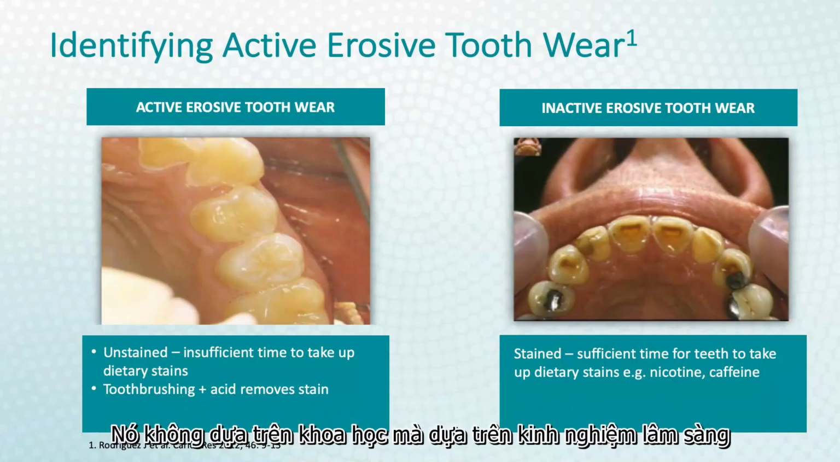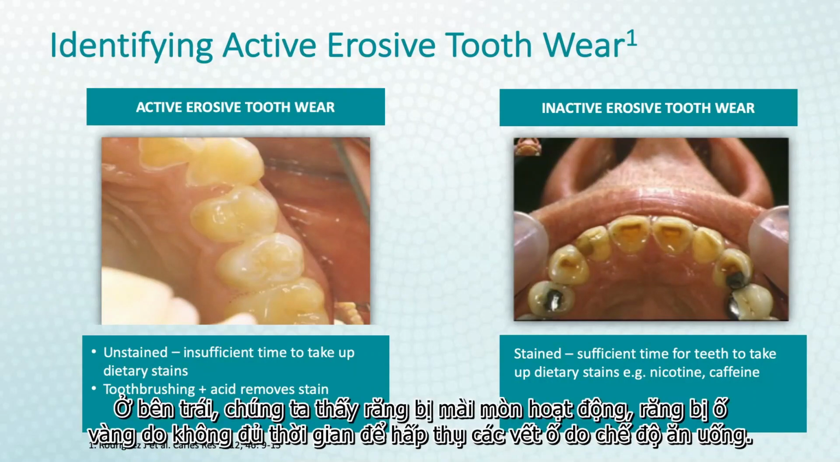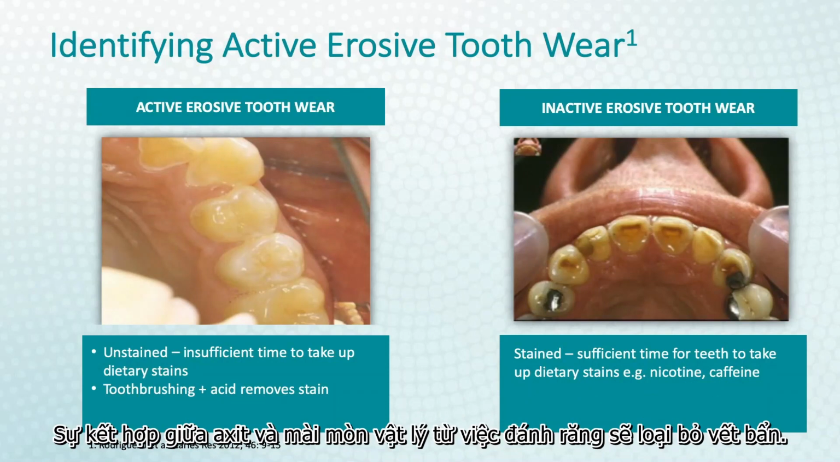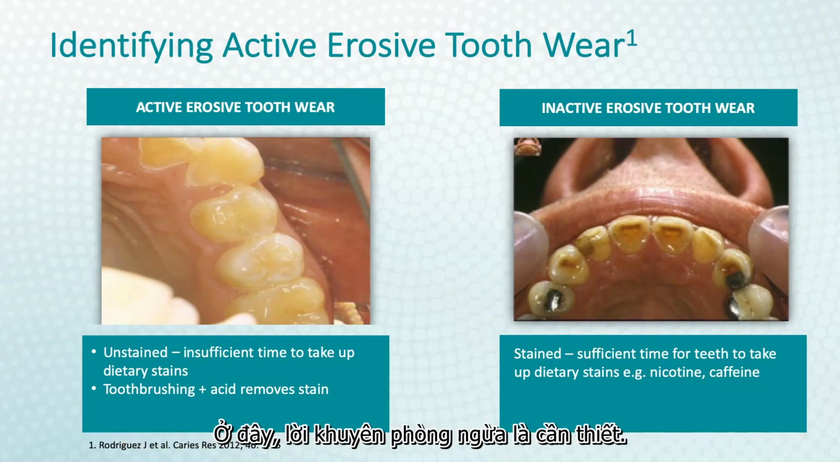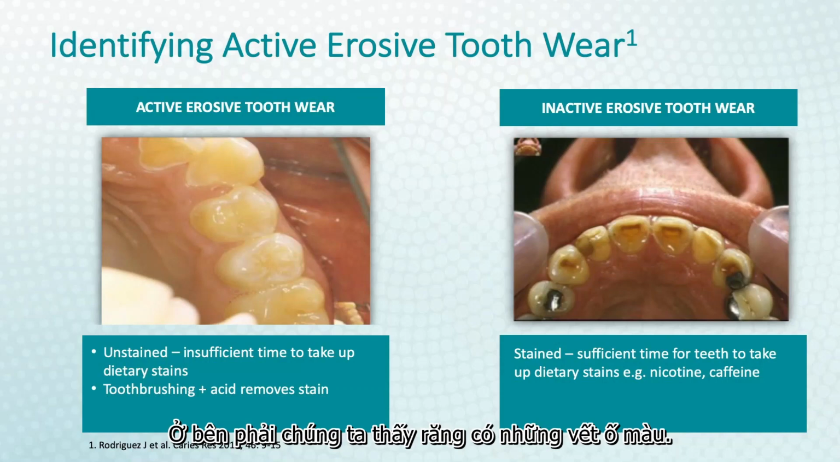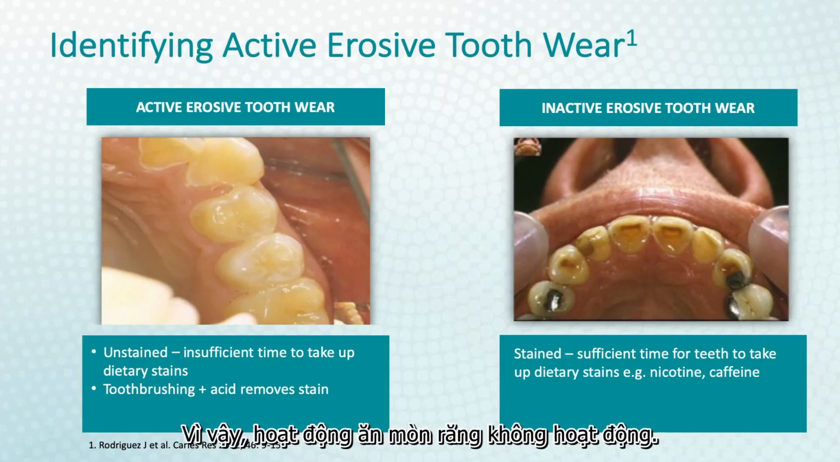It is not based on science, but clinical experience. On the left, we see active erosive tooth wear. The teeth are unstained as they have insufficient time to take up dietary stains. The combination of acid and physical wear from brushing are removing the stain. Here, preventive advice is needed. On the right, we see stained teeth, so inactive erosive tooth wear.